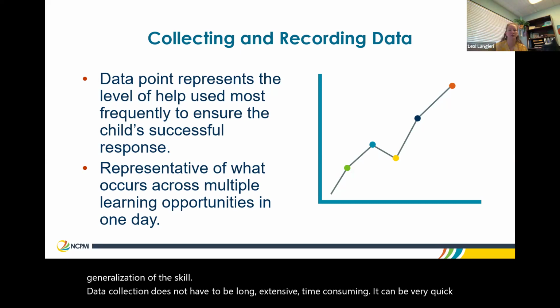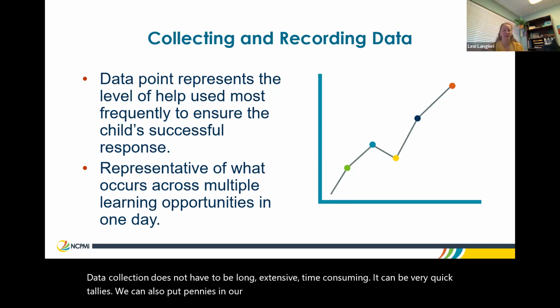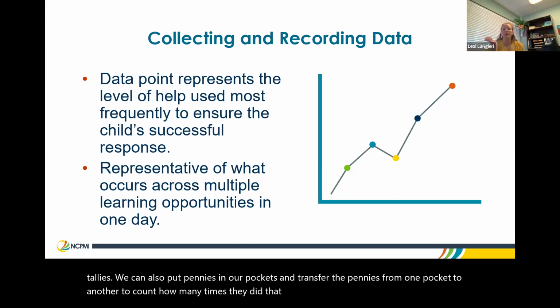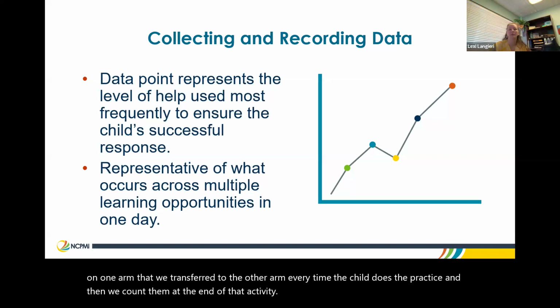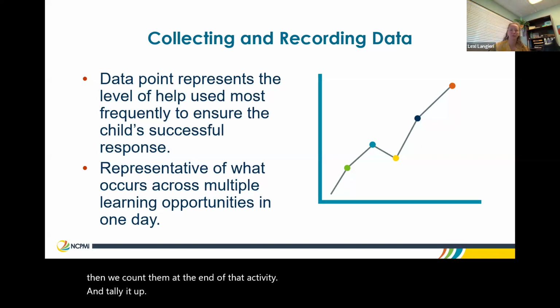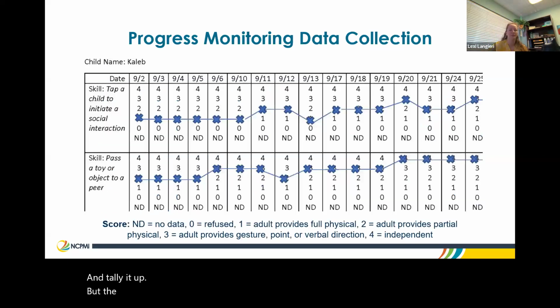We can also put pennies in our pockets and transfer the pennies from one pocket to another to count how many times they did that practice today. Maybe we have rubber bands on one arm that we transfer to the other arm every time the child does the practice, and then we count them at the end of that activity and tally it up. But the only way we're going to know if something's working or not is through data collection.